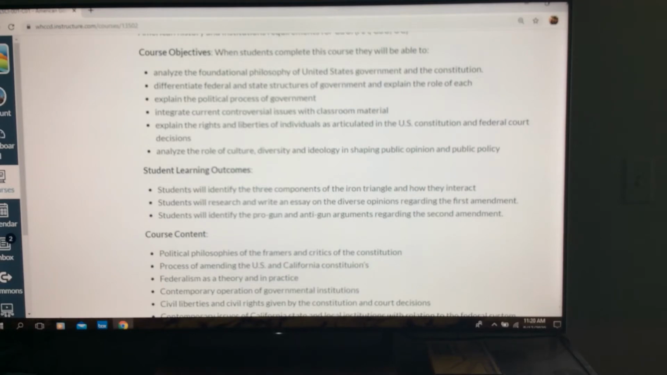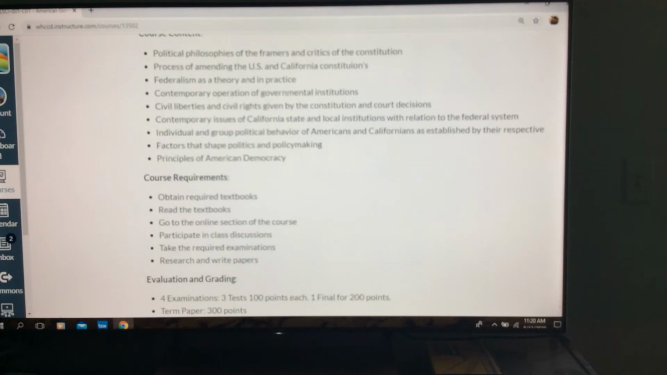All right, course content: political philosophies of the framers and critics of the Constitution. So what did the Federalists say about the Constitution? What did the Anti-Federalists say about it? How does the Constitution get amended in both the U.S. and California? Federalism is the theory and practice. So how does federalism work? The powers divided between states and national government.